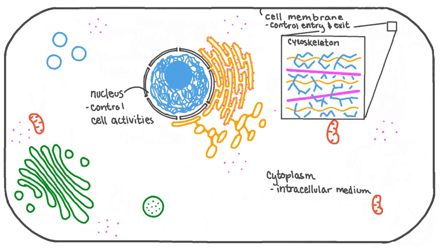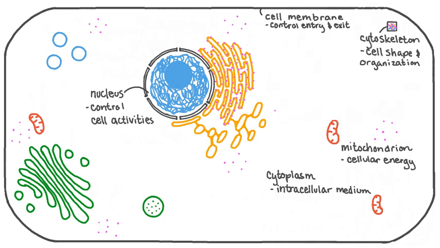All throughout the cytoplasm, there's a network of proteins called the cytoskeleton. The cytoskeleton gives the cell its shape, holds organelles in place, and directs their movements. It's also important for the movement and migration of cells, as well as cell division. The cytoskeleton consists of microfilaments, microtubules, and intermediate filaments.